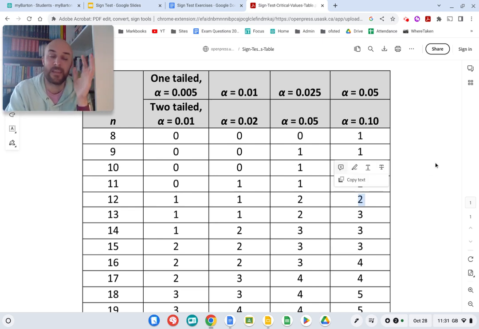If you didn't understand that, it might be worth going back and watching that a couple of times, because it's not the sort of thing that people tend to understand unless you were really paying attention. But our critical value is 2.